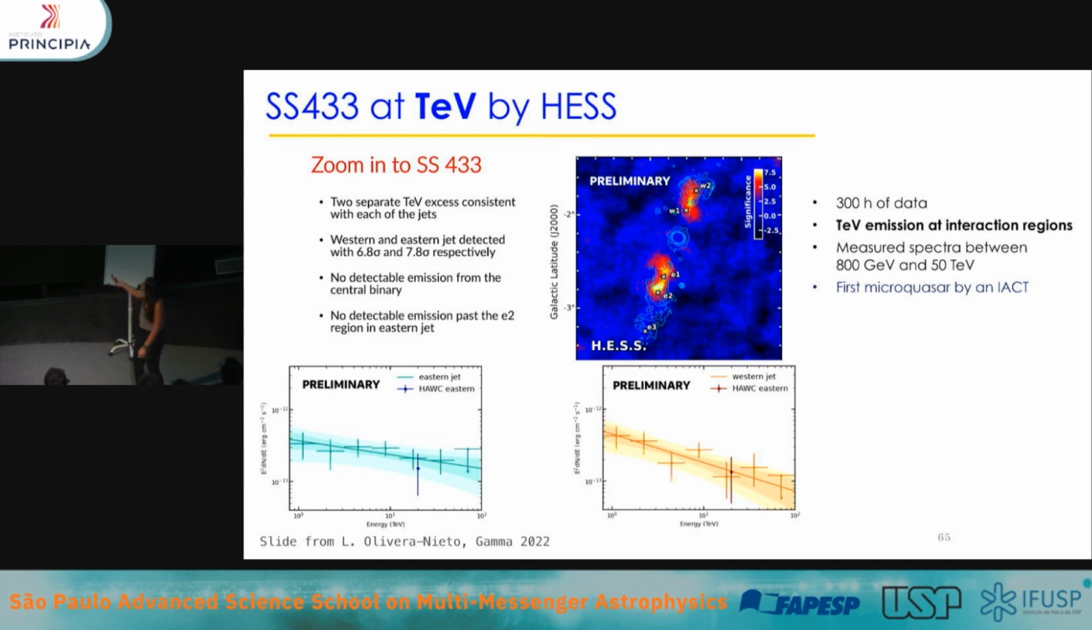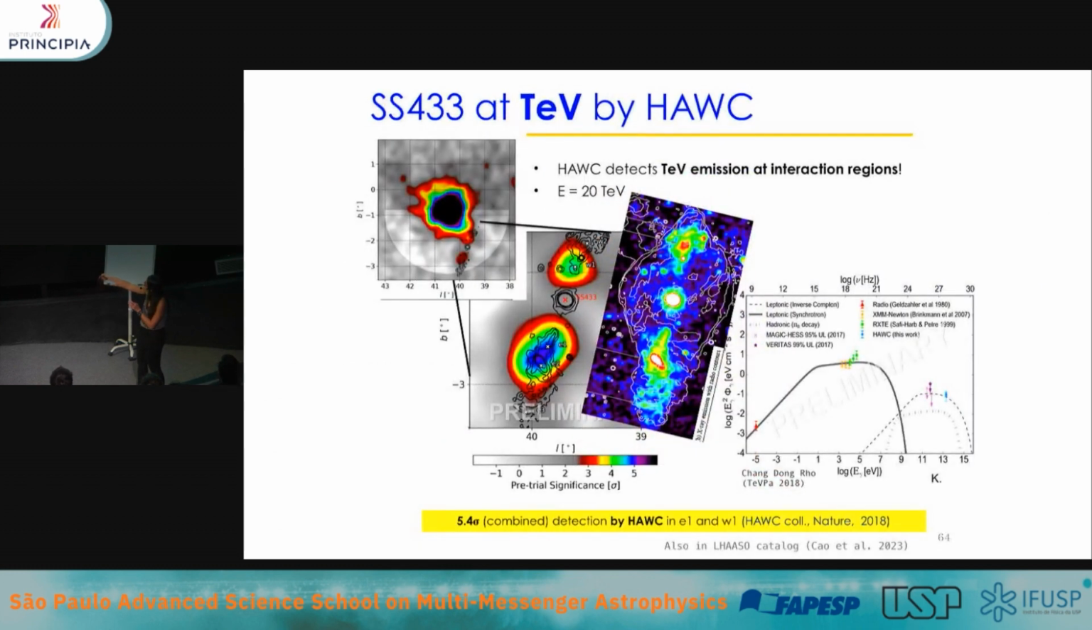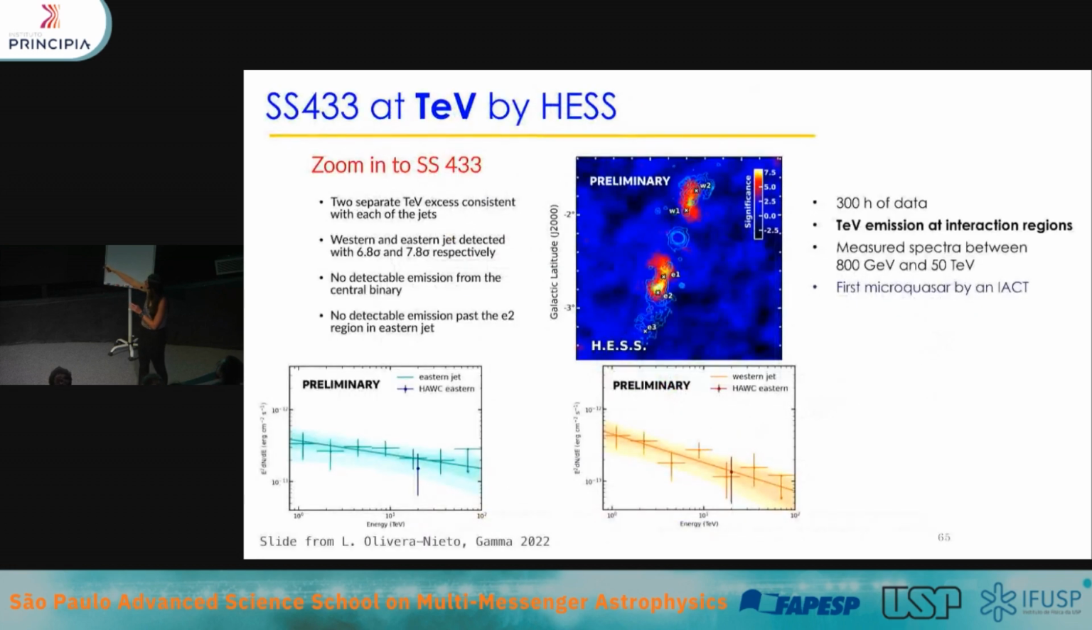But what you can see here is that HESS actually has a better PSF than HAWC, so you can see a little bit better the shape of the emission. These are the big points by HAWC, and with HESS you can really see a little bit better how the emission looks, and they obtained this very nice spectrum. They measured the spectrum between 800 gigaelectronvolts and 50 teraelectronvolts. So this is the first microquasar ever seen by a Cherenkov telescope.